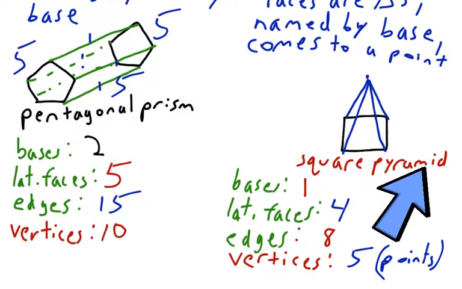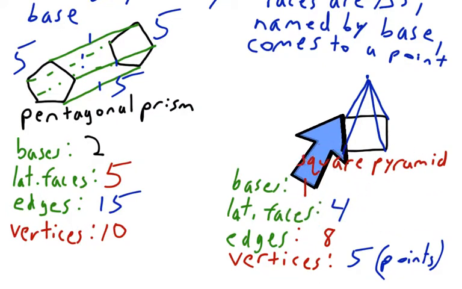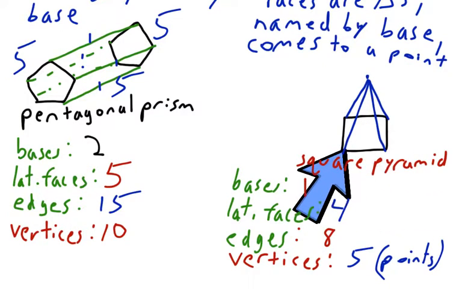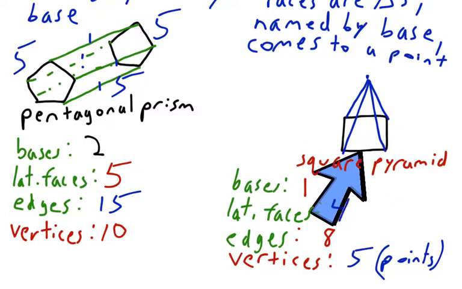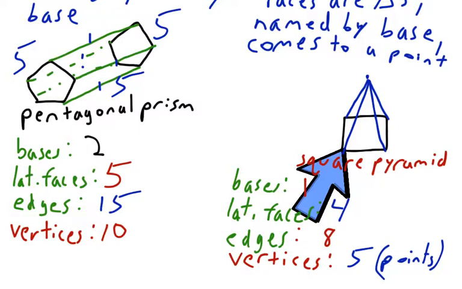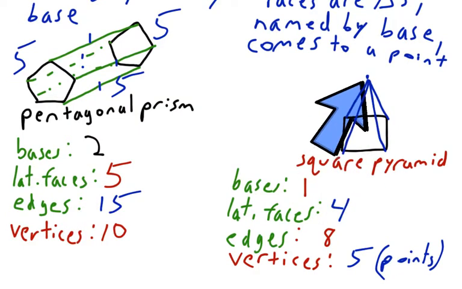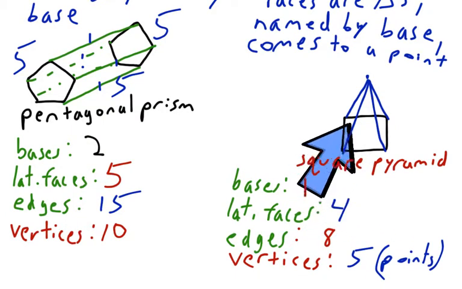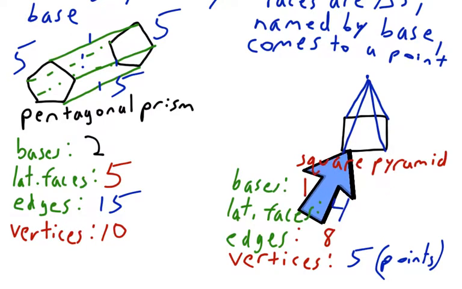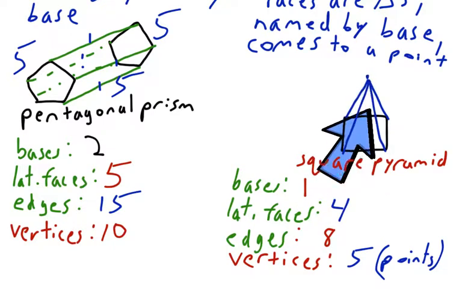What about for the pyramid? Did you figure out the shortcut? You only have one base, so whatever number of sides your base has is how many points you have. So a square has 4, and then you just add the point that it comes to at the top. So it's always plus 1. A hexagonal pyramid has 6 points, and it comes to a point at the top, so 6 plus 1 would be 7.